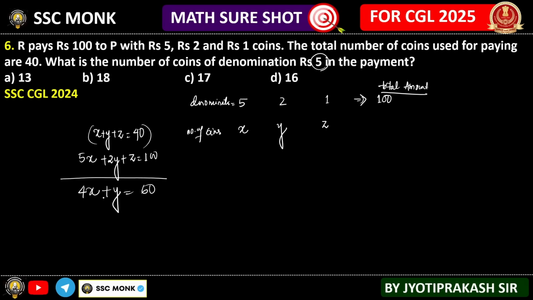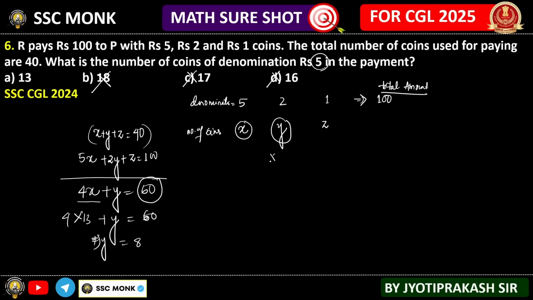Okay. Now I will simply use my logic. Sir, 18 4s are 72. This cannot be my option. 17 4s are 68. This cannot be my option. 16 4s are 64. This cannot be my option. Why? Because 4 times the number of 5 rupees coins plus 1 times the number of 2 rupees coins should be 60 rupees. Yes or no? Yes. So what is the possible value? Sir, the possible value can be, if the number of 5 rupees coins is 13, so it will be 4 into 13 is equal to 52 plus y is equal to 60. So y value is equal to what? 60 minus 52, that is 8.